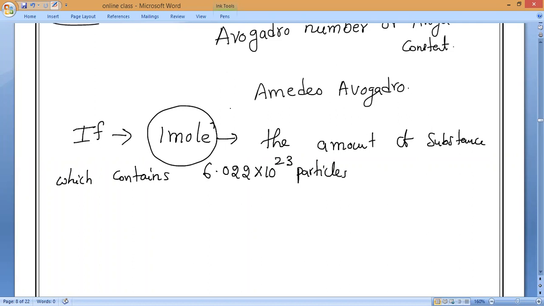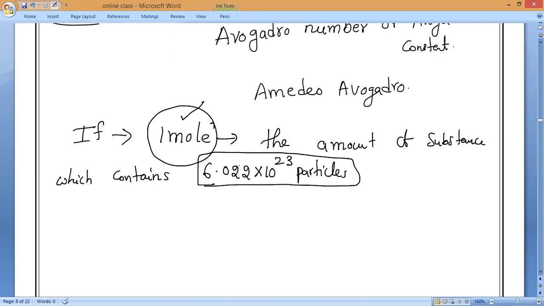Do you understand, everybody? Imagine if I write 6.022 into 10 power 23 with all its zeros, you might understand how big a number it is. Suppose these many particles are together, suppose I have given you apples or bananas. If I keep these many bananas together, it is equal to how many moles? 1 mole.